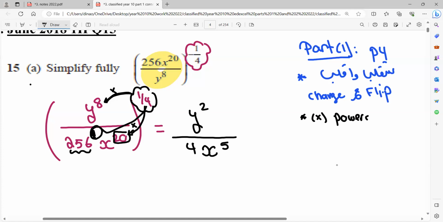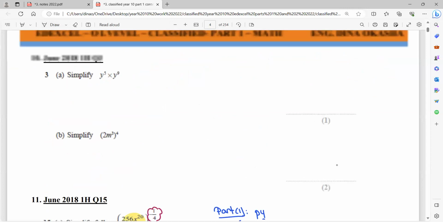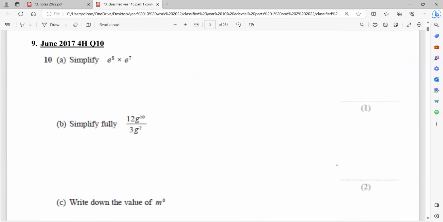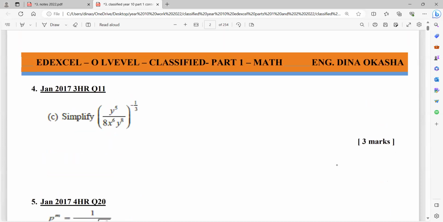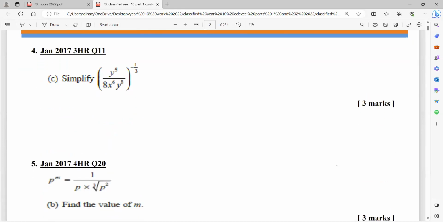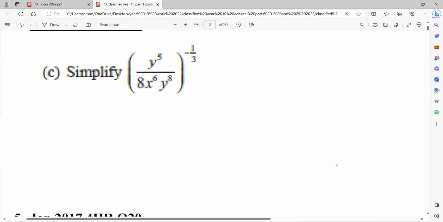1 over 4 times 20, which is 5. And here goes your final answer. Now let's select more questions related to negative powers. Oh, there is one over here. And actually there is a nice idea in this question over here.